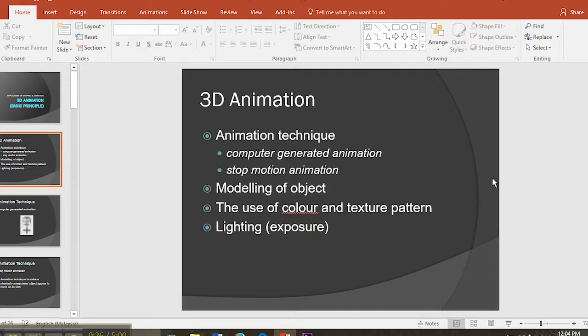Okay, the next subtopic is modeling of object. Third one is the use of color and texture pattern. And the last one is lighting and exposure. So let's get started.